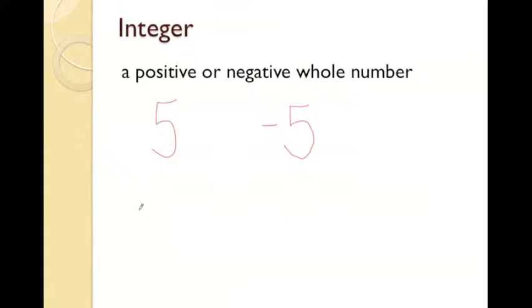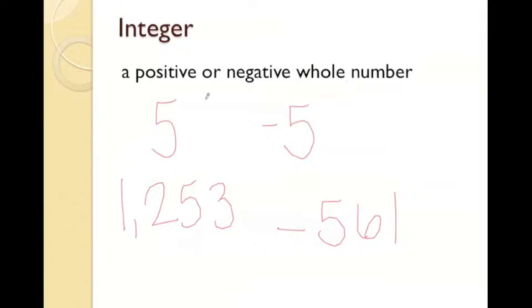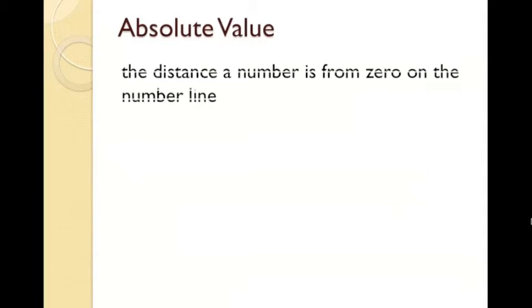Now, it doesn't have to be small numbers. I could have an integer 1,253. An integer could also be a negative large number, such as negative 561. The key thing here is it's a positive or negative whole number. Another word you need to be familiar with is absolute value. Now the definition of absolute value is the distance in numbers from 0 on a number line.